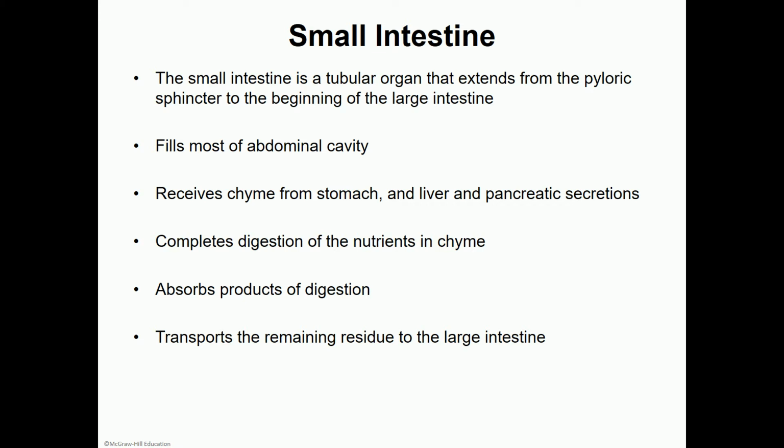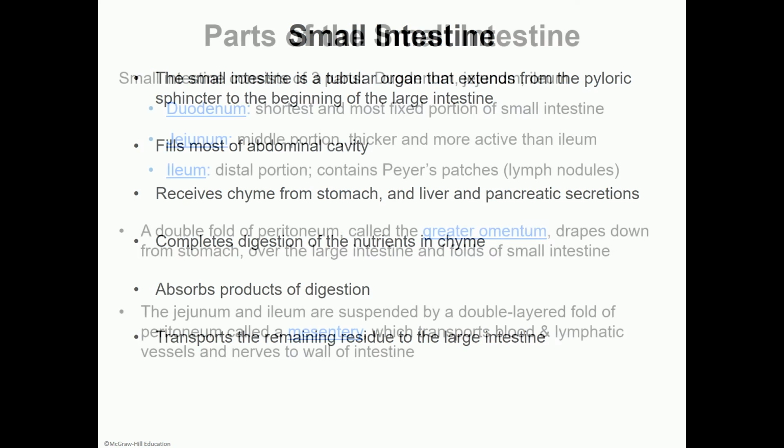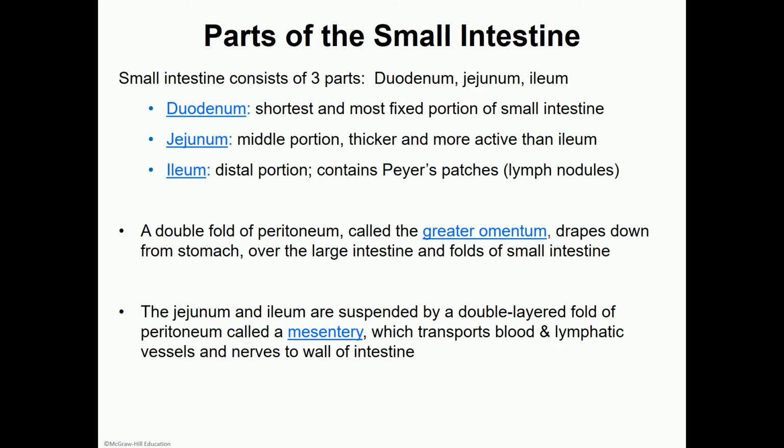Everything that is pretty much unable to be digested or absorbed will move on to the large intestine. The small intestine receives chyme from the stomach, and it also receives the secretions from the liver and from the pancreas. There are 3 different parts of the small intestine, and you want to know them in order. So the first one is the duodenum, followed by the jejunum, followed by the ileum. And to remember them, you could use the mnemonic DJI.